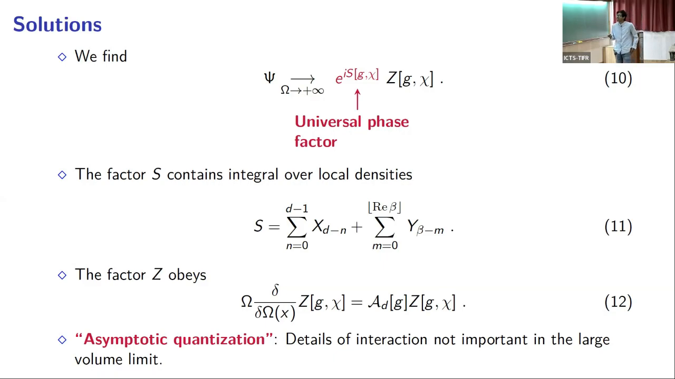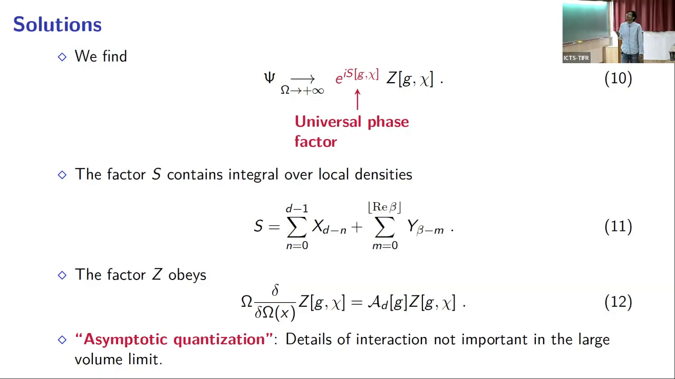And one thing is that here we are doing a kind of asymptotic quantization. So the details of this theory, like what other interactions we are putting in here, do not affect the form of S. That's very important for our case. That effect may be there if we go to a finite time limit, but for this large volume limit, we don't get any contribution from these interaction terms.